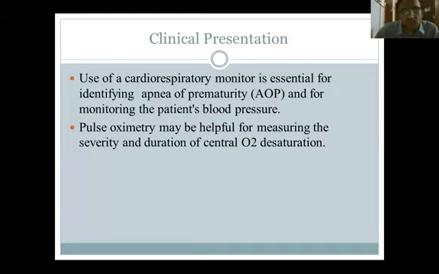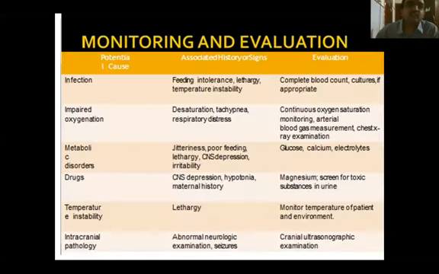Usually, many NICUs have a cardiorespiratory monitor which identifies the apnea of prematurity. And the next commonest, usually in all these setups, is a pulse oximeter, showing the severity and the duration of central oxygen saturation, because it is directly related to the neurodevelopmental outcome of this baby. So this slide shows some of the causes, how to monitor and how to evaluate the causes.